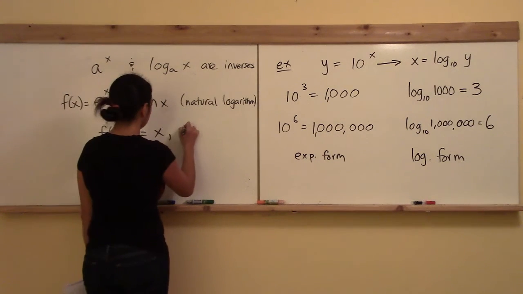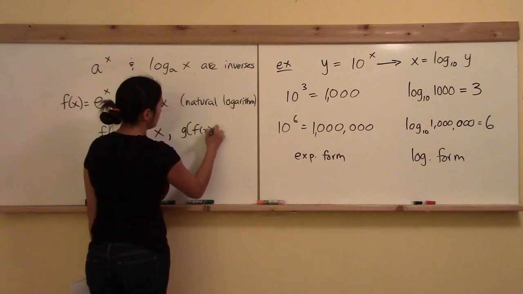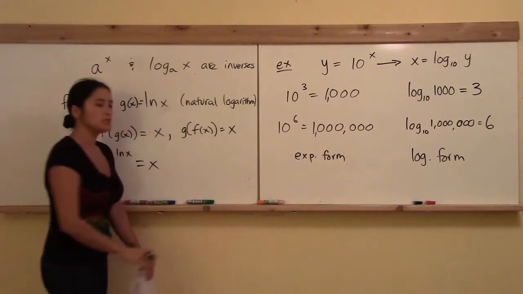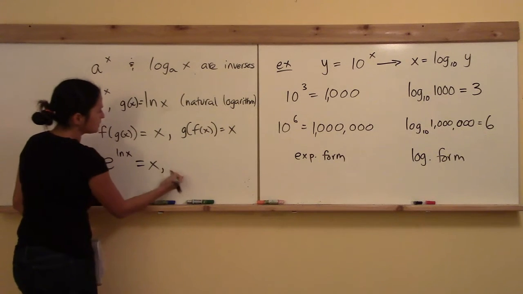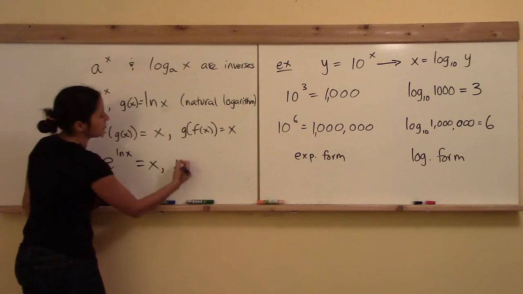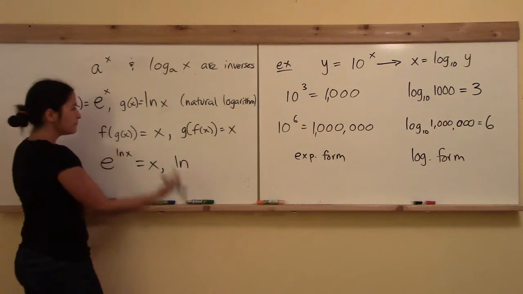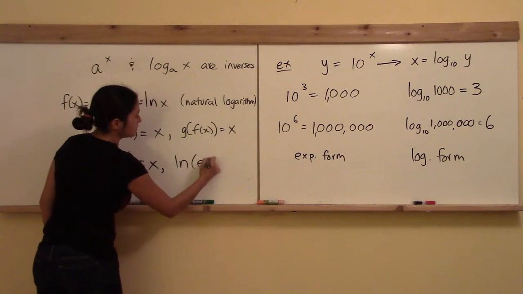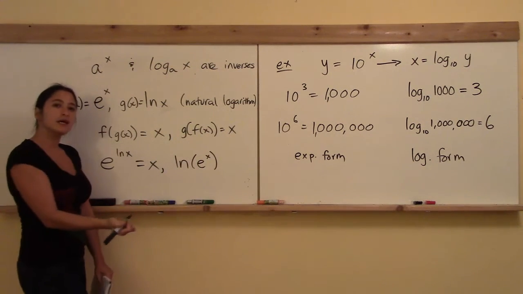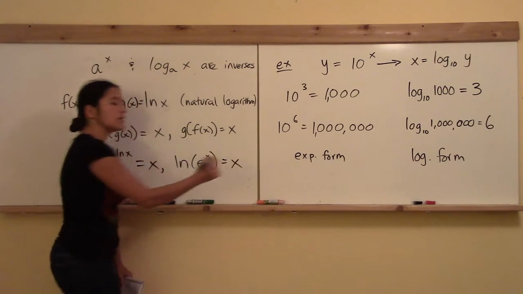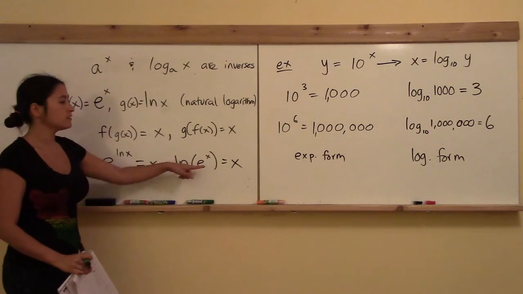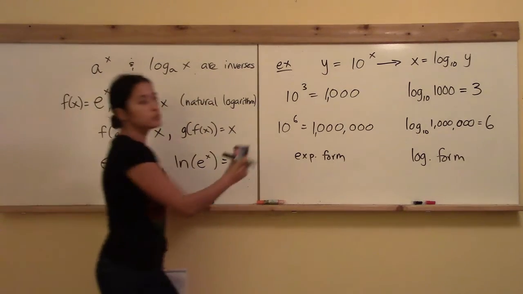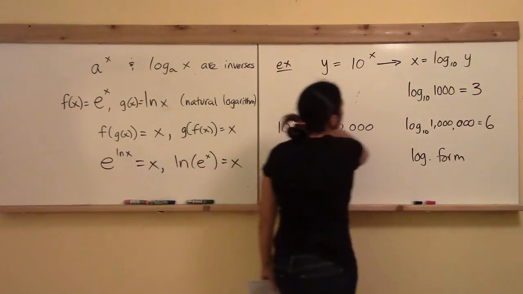Likewise, the other fact was that if I compose them in the other manner, with g as the outside function and f as the inside function, the outside function being ln, and then the input, the inside function, e to the x, once again the thing I'm going to get out is x. So e to the ln of x is x, and ln of e to the x is x, and that's actually true in all bases.